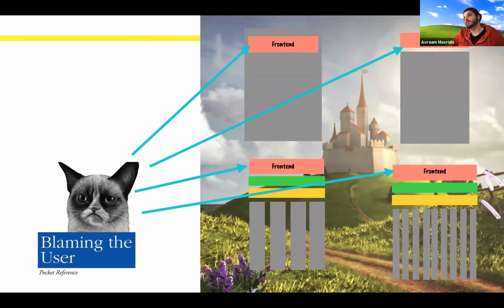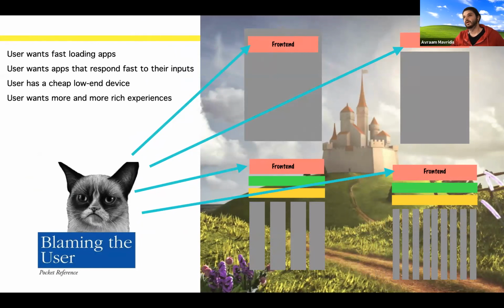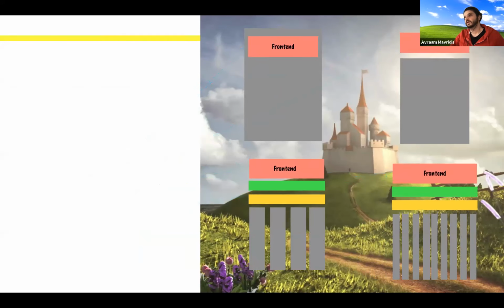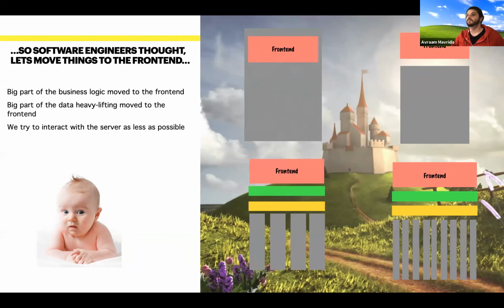The user wants fast loading apps. They want apps that respond very quickly to their inputs, that work on cheap, low-end devices, and they want richer and richer experiences because they don't want to download yet another app from the store. So what software engineers thought was, okay, let's move things to the front end. Let's move more and more business logic to the front end. Let's do some data heavy lifting in the front end. So we interact as little as possible with the backend and have more interactive applications.